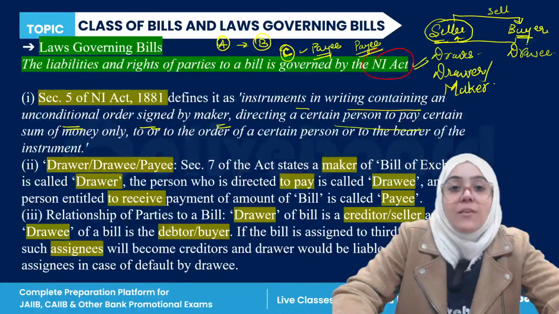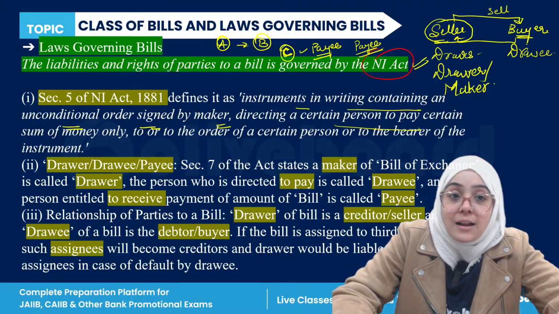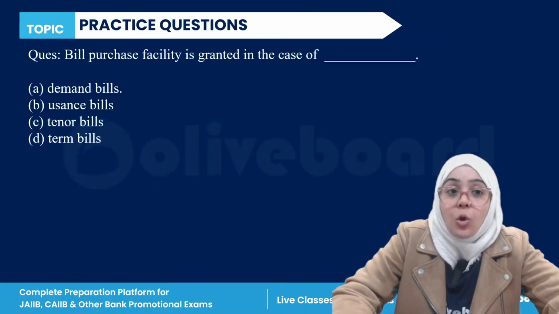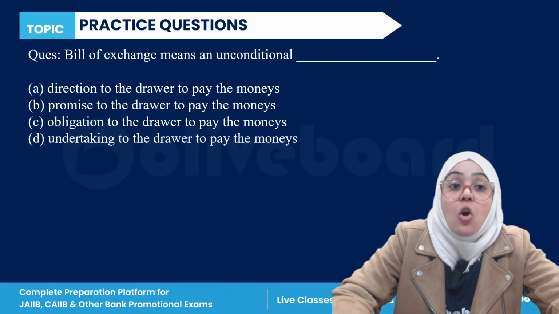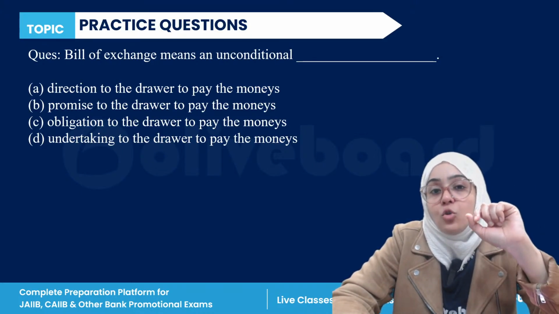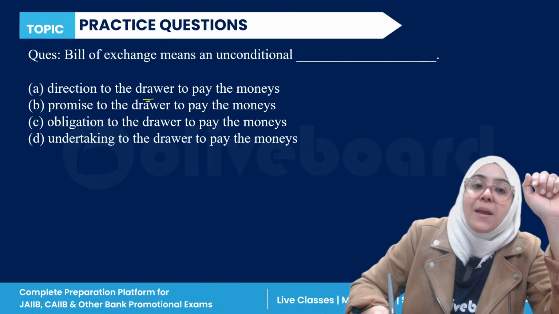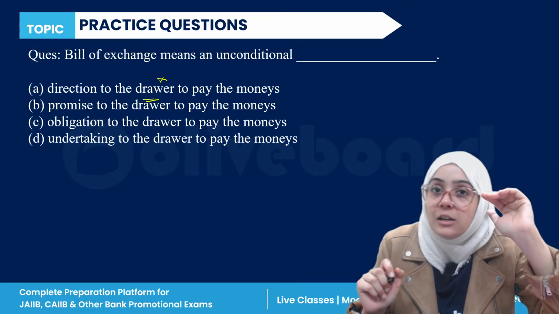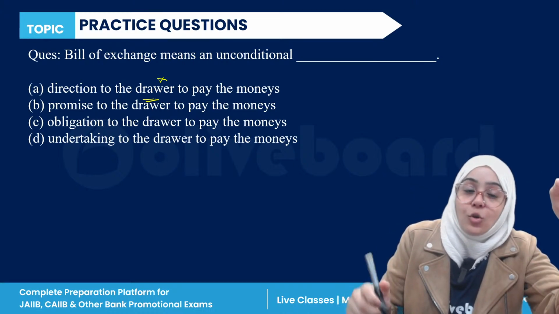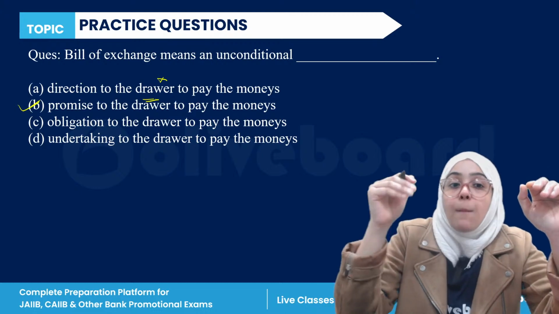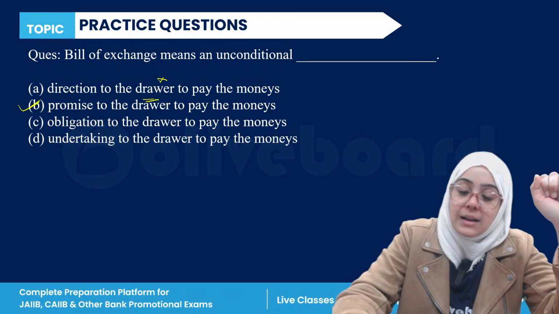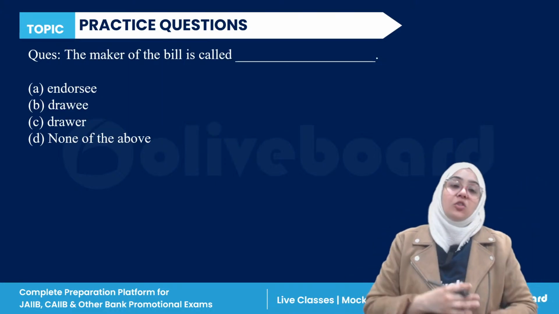Unconditional. I have told you, bill of exchange is what? An unconditional order that is signed by the maker directing a person, right? So unconditional order. There is a direction to pay the money. The drawer is not responsible for paying the money; the drawer is entitled to receive the payment, right? Promise to the drawer to pay the money. Yes, it is the unconditional promise. Clear?